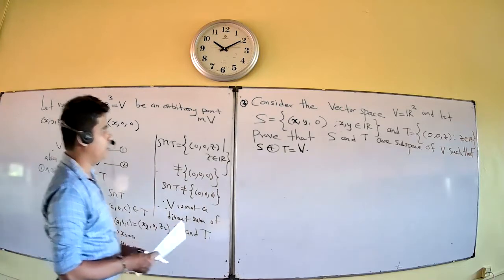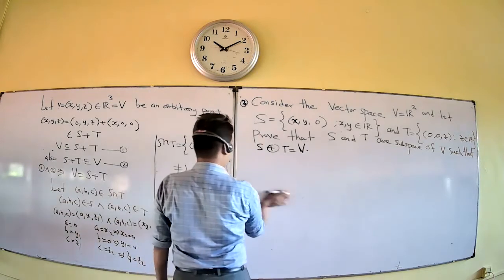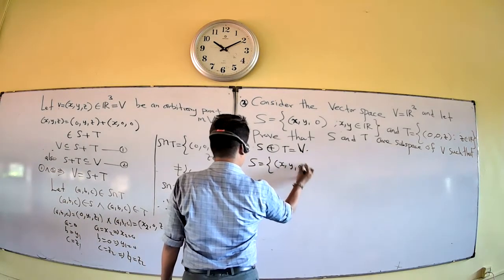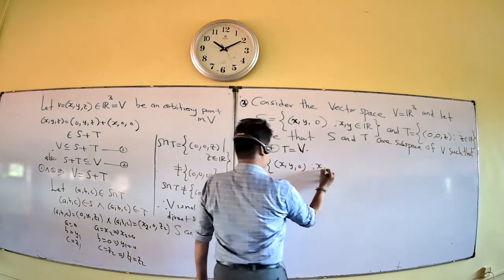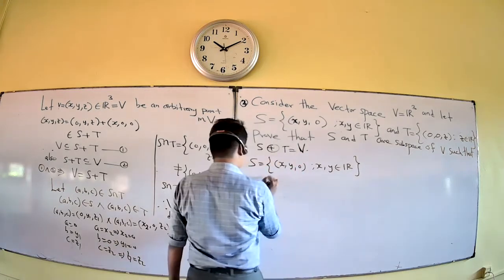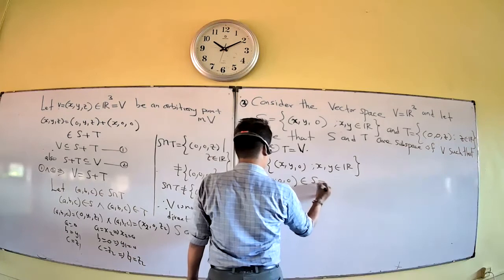Okay, so first you want to show that S is a subspace, right? For that, x equal (s, y, 0), where s, y belong to the real numbers. So (0, 0, 0) belongs to S, so it is non-empty.